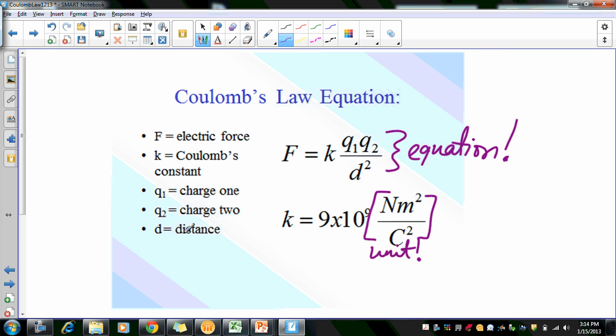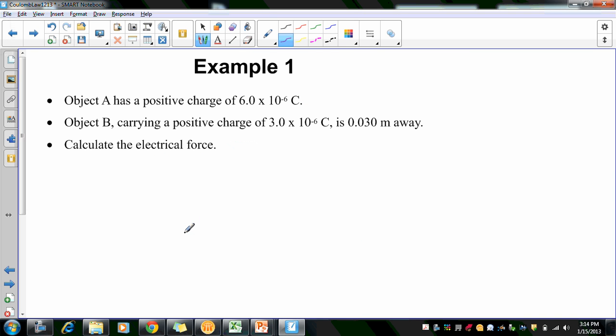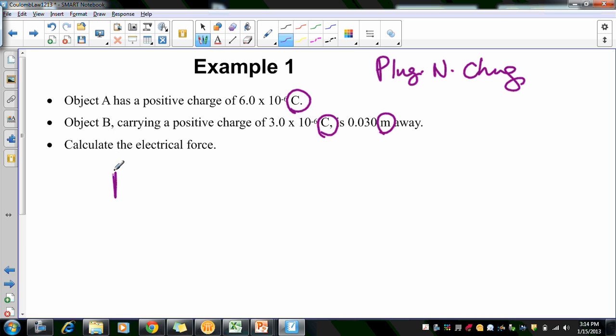All right, let's do some examples. So example 1, so this is plug and chug. The way we know it's plug and chug: unit, unit, unit. If every number given to you has a unit, it's plug and chug. If you're given changes, then it's a factor. All right, so F equals K, which is 9 times 10 to the 9th. Shorthand that, calculator form, 9e9.